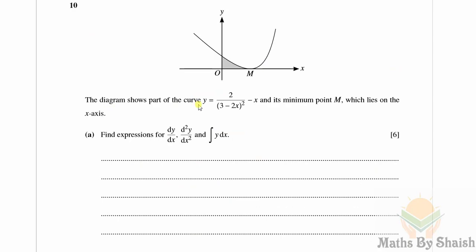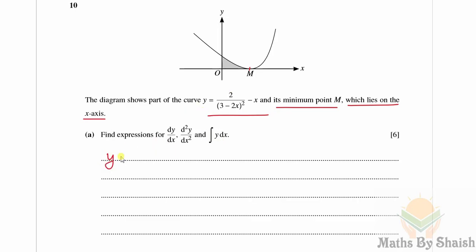Diagram shows part of the curve y is equal to 2 over (3 minus 2x) whole square minus x, and its minimum point M, which lies on the x-axis. Of course this lies on the x-axis, so one thing we know about M is the y coordinate would be 0. Find expressions for dy over dx, first derivative of y, second derivative of y, and integration of y with respect to x. So let's find the dy over dx for that.